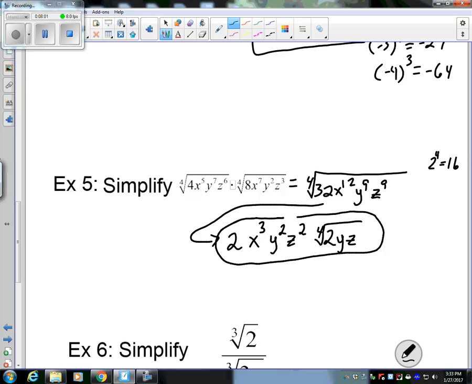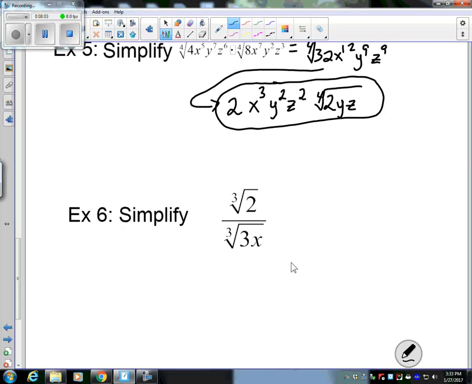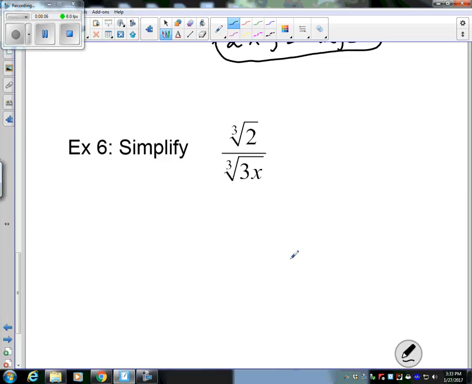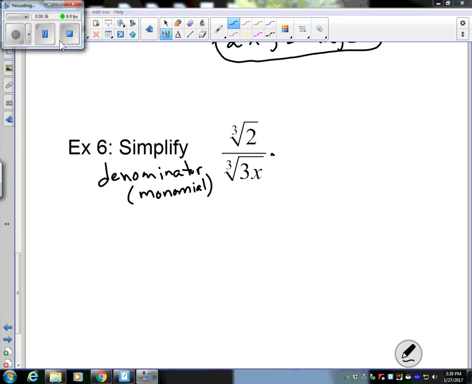Alright, moving on to division. So in this case, we have the cube root of 2 divided by the cube root of 3x. This is a monomial denominator. So when it's a monomial, all you do is multiply by that monomial. So the denominator is a monomial, and we have a cube root.